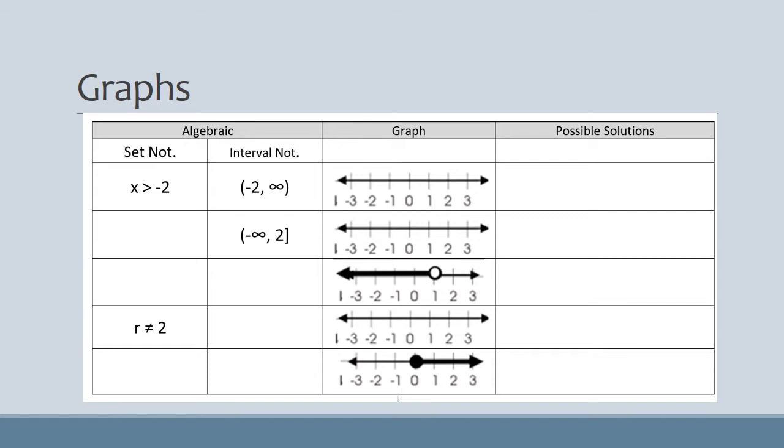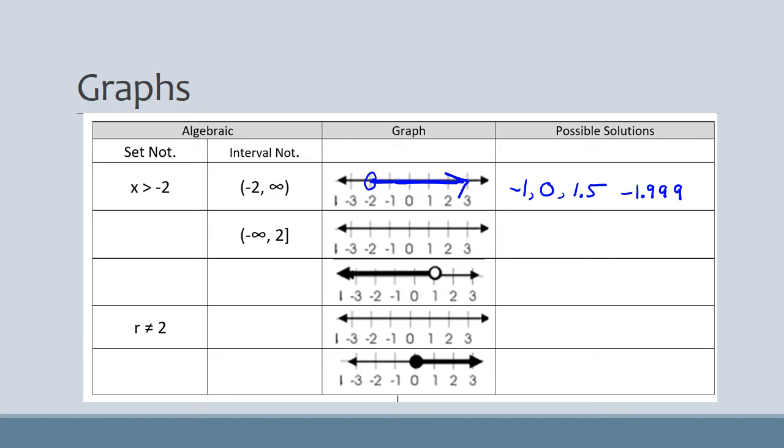So x is greater than -2. In interval notation, that looks like -2 to positive infinity. And with infinities, we always use the parentheses. So if I'm going to graph that, that's an open circle on -2 and an arrow going to my right. Possible solutions could be -1, it could be 0, it could be 1.5, it can actually be -1.999. It's going to get as close as possible to -2, but not include -2.